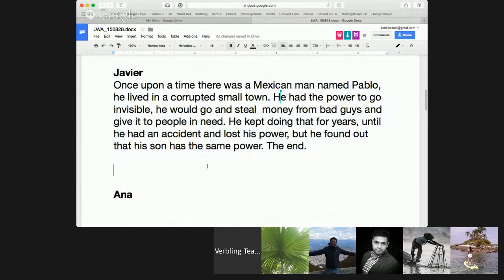Once upon a time, there was a Mexican man named Pablo. He lived in a corrupted small town. He had the power to go invisible. He would go and steal money from bad guys and give it to the people in need. He kept doing that for years until he had an accident and lost his power. But he found out that his son has the same power. The end.